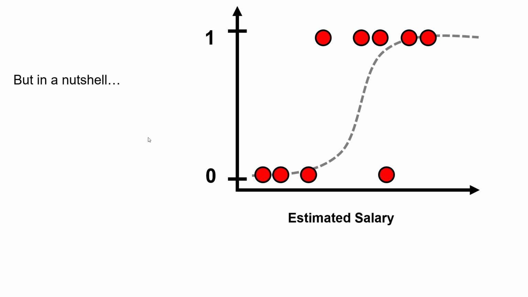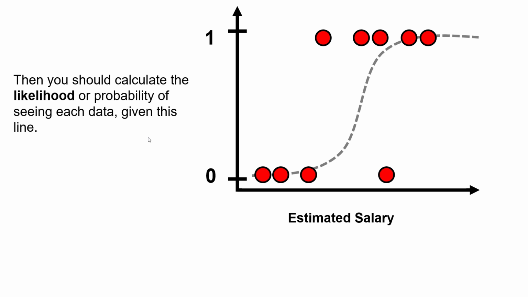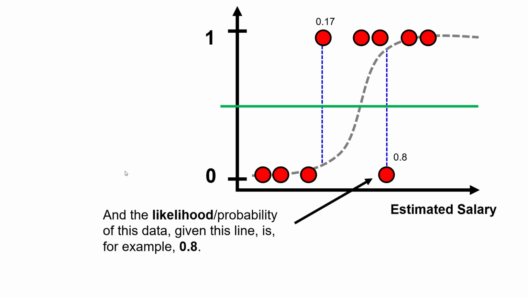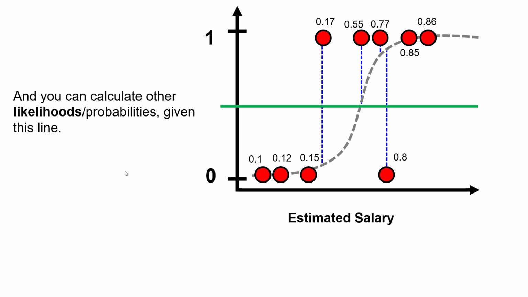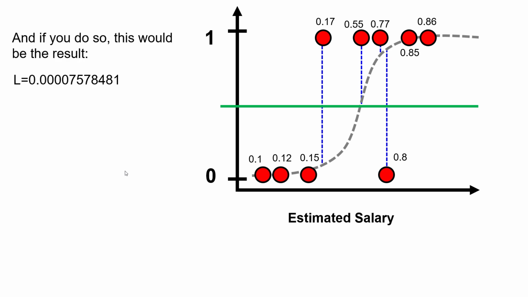But in a nutshell, first you should pick an S-shaped line like the one you're seeing in this slide. Then you should calculate the likelihood or probability of seeing each data given this line. For example, the likelihood or probability of this data given this line is, for example, 0.17. And the likelihood or probability of this data given this line is, for example, 0.8. And you can calculate other likelihoods or probabilities given this line. And then you should multiply all these numbers. And if you do so, this would be the result.